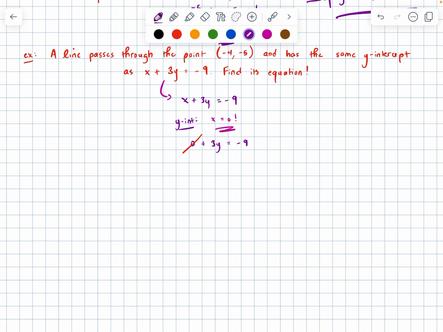So this 0 I can ignore. I know 3y is equal to -9. We'll divide both sides by 3. When we do that, we find that y equals -3. So here, -3 is our y-intercept. Now that I've got that y-intercept, I want to find the equation of my line. Well, I know that if I have a y-intercept of -3, that means that the point 0, -3 is on my graph. And now I also know another point up here of -4, -5.